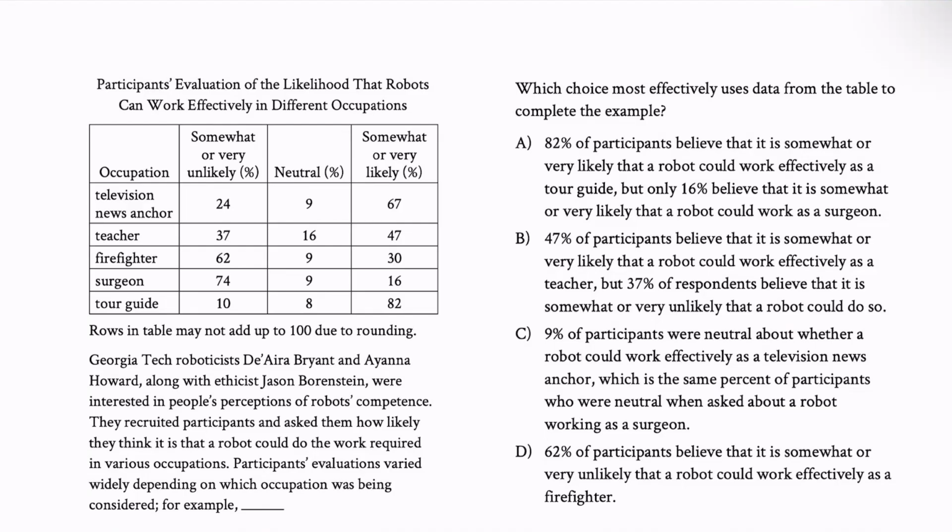Hey, Bill. All right, so let's break this one down into several steps. What is the first step? Did you read the question first? Yes. Okay. So we're going to find some data to complete the example, which means next step, I'm going to go back to the last sentence, right? Yes. Participants' evaluation varied widely depending on which occupation was being considered, for example. So I'm looking for a specific example to support the previous sentence.